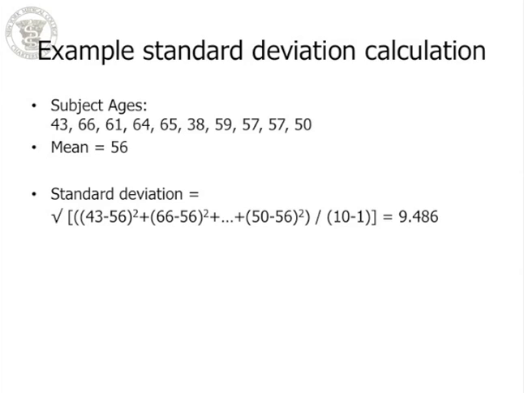And so here's an example of how to calculate that. You have your subject ages and their mean. Take each value, subtract from the mean, take the square of them, add all the numbers together, divide by the number of observations minus 1, and then take the square root of the whole thing, and you get your end product, 9.486.